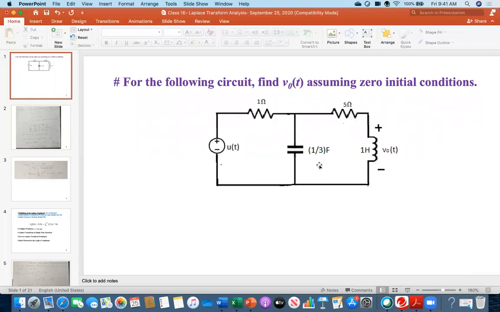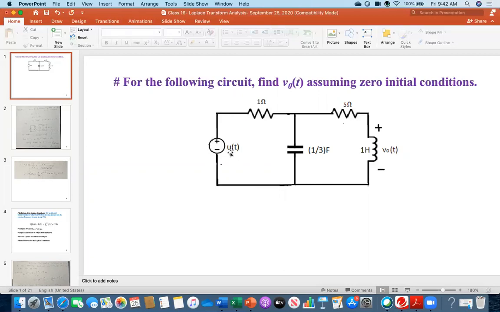So, the circuit as it is, what I have to do is find the current flowing through this branch, and then multiply it by this component, and that will be my voltage. But I would like to apply the Laplace transform. So the very first step is to convert this circuit into its Laplace equivalent. That is the very first task.